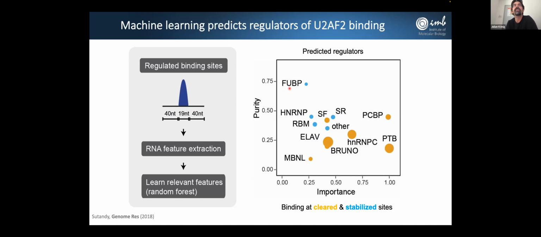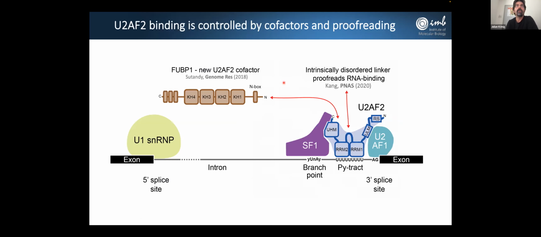And one of these factors was FUBP1. And so, to summarize what we learned during these initial experiments, we have here this core complex of U2AF2, SF1, and so on, sitting here at the 3' splice site, but binding of this complex seemed to be heavily modulated by other RNA binding proteins. And in particular, we identify this FUBP1.